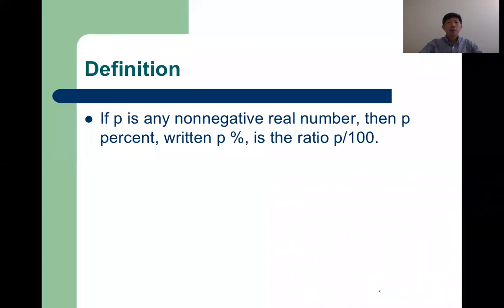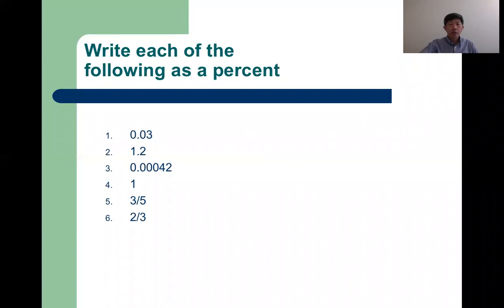Now, here's a definition of percent. If P is any non-negative real number, then P percent is the ratio P over 100. So basically, percent means we have the ratio P over 100 like this, okay? Now here are some problems. Let's take a look. Write each of the following as a percent.